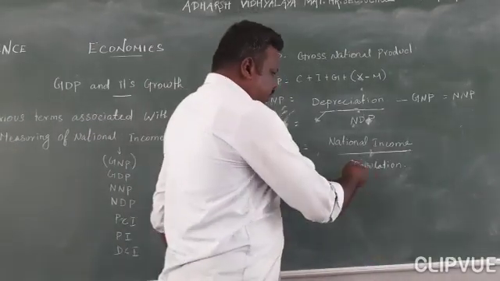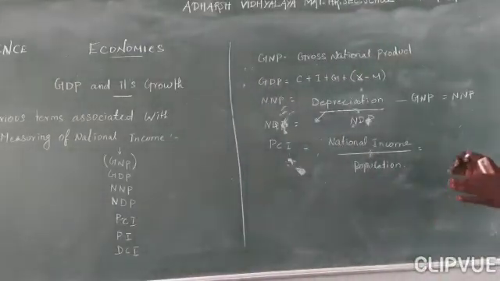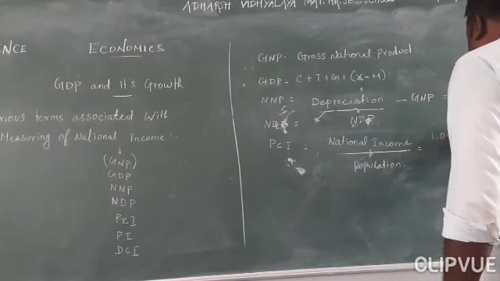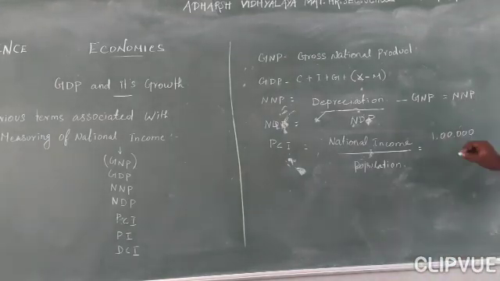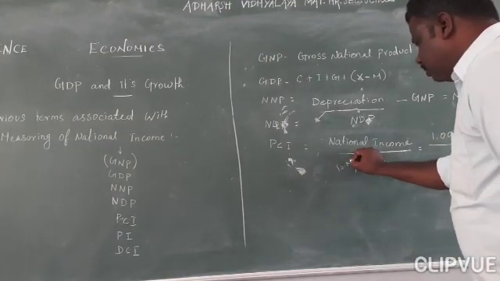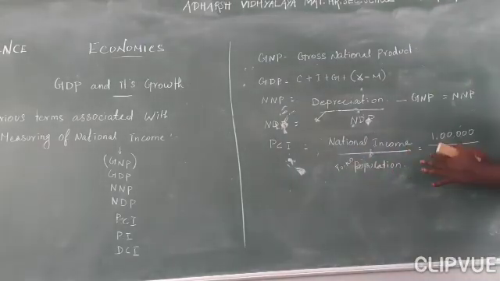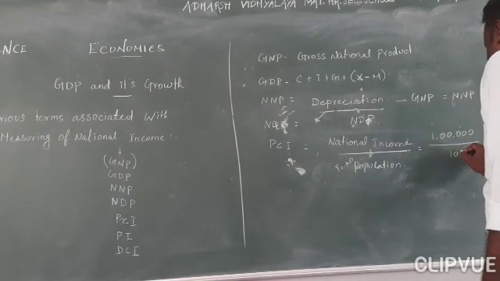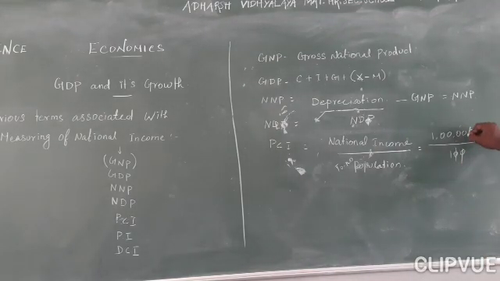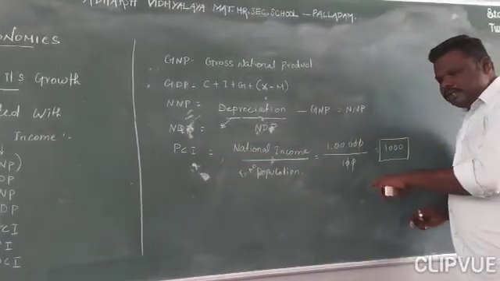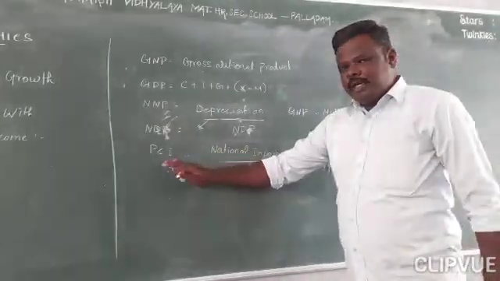Take it as an example. Take the national income of one country; for example, we take it as 1 lakh rupees. That is the total national income of the country. Then the population is the total number of people in that country. All the people are counted here. For example, take it as 100 people in the country. So you see, the answer is 1000. This is the per capita income of the country. A single person's annual income in the country is called per capita income.